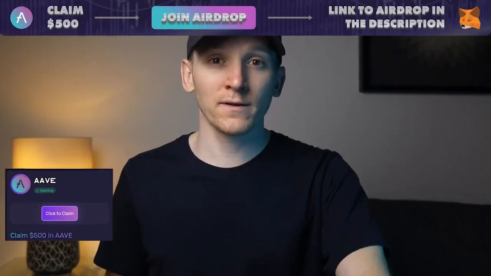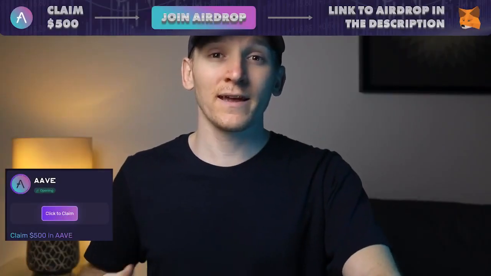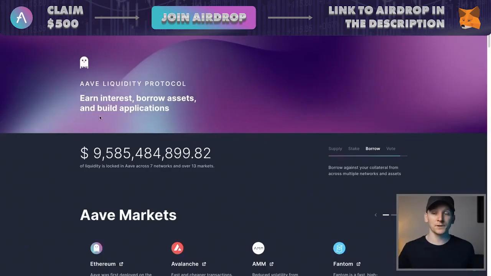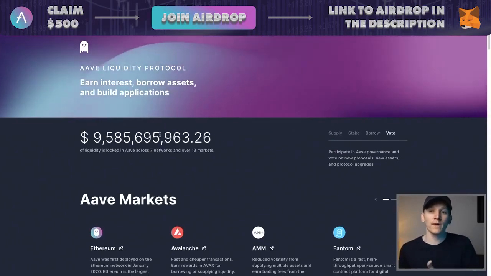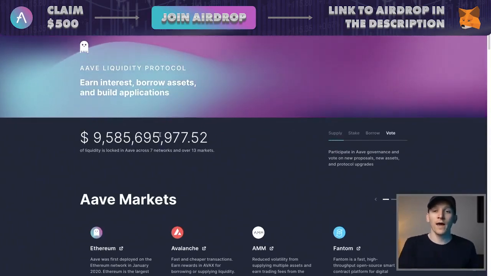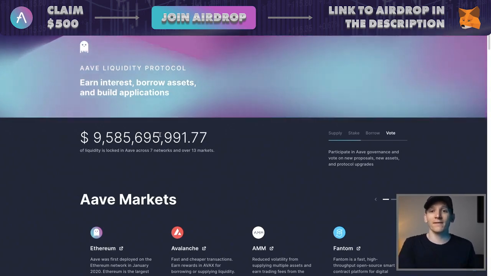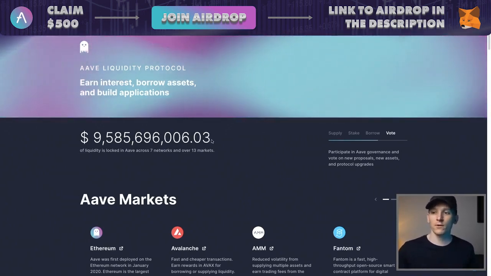Aave is a crypto liquidity protocol. Simply explained, this means it's a lending and borrowing application. People with assets can put them on the application to earn an interest, and other people can borrow those assets and pay an interest. There's currently around $10 billion worth of crypto assets on Aave right now.